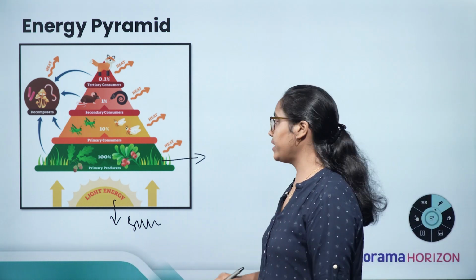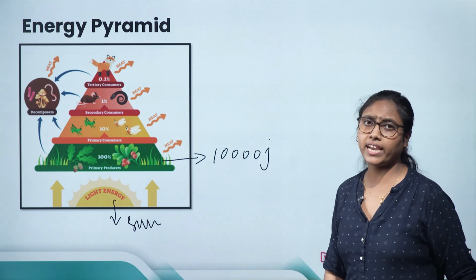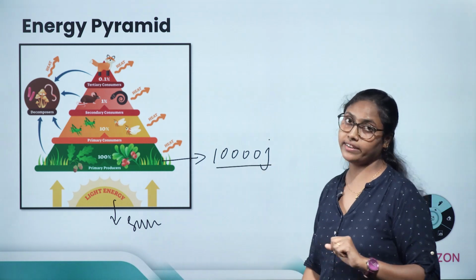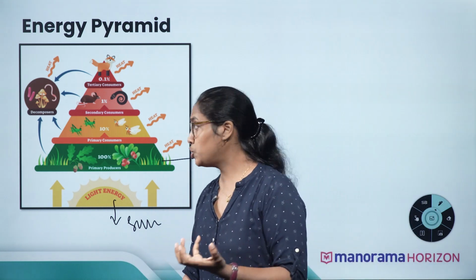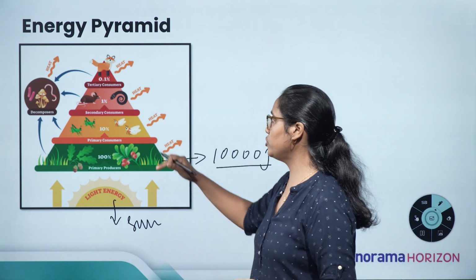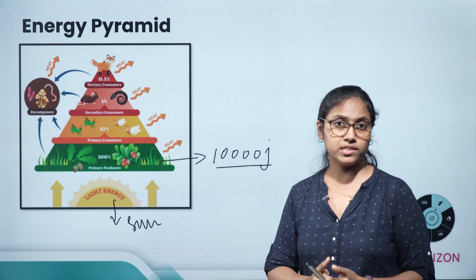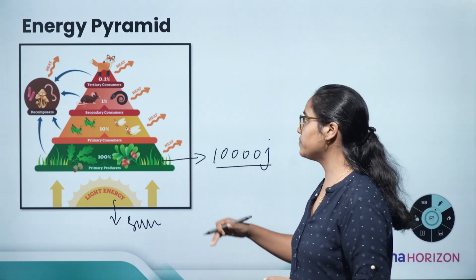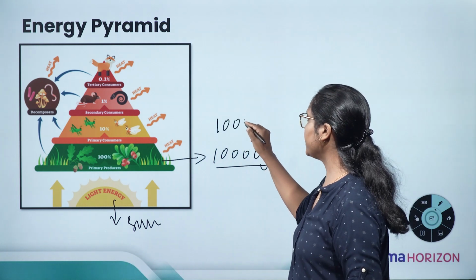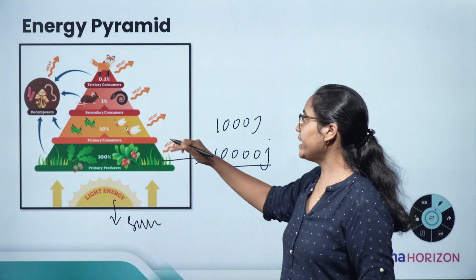So, just imagine that they have obtained 10,000 joules of energy. Of this 10,000 joules of energy, they will consume 90% and only 10% of the energy will be transferred to the next trophic level. So, if it is 10,000 joules the plants are receiving, what will be the amount of energy transferred to the second trophic level? Yes, it will be 10%, that is 1000 joules. 1000 joules will be transferred to the second trophic level.